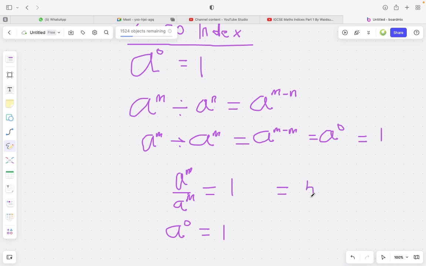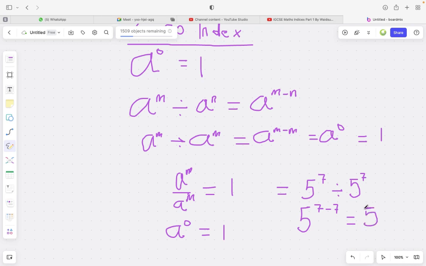If I say 5 to the power of 7 divided by 5 to the power of 7, this is what we are saying. If you have the same base and the same power, then your answer will be 1, because this will be a 0 index. Applying it, this becomes 5 to the power of 7 minus 7. 7 minus 7 is equal to 0, right? So this becomes 5 to the power of 0.